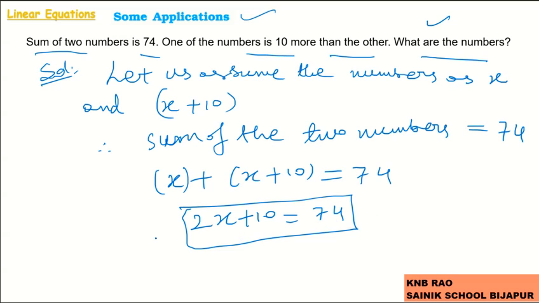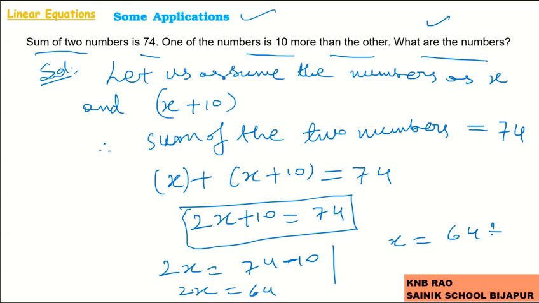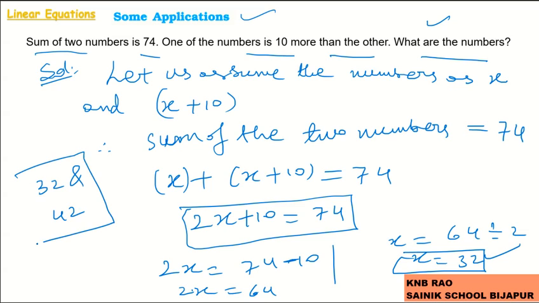Here you know how to solve this. 2x equals to 74 minus 10. Here addend 10 is transposed, becomes subtrahend. So 2x equals to 64 and 2 is multiplicand. If it is transposed, it does division. 64 divided by 2 gives you 32. So one number is 32 and the other number is 42. So this is how we find the application of equations.